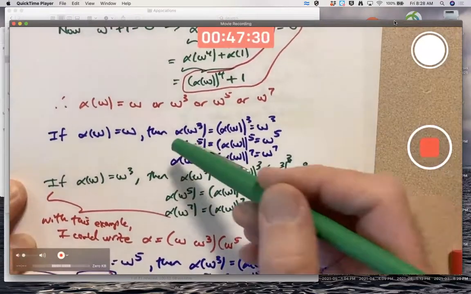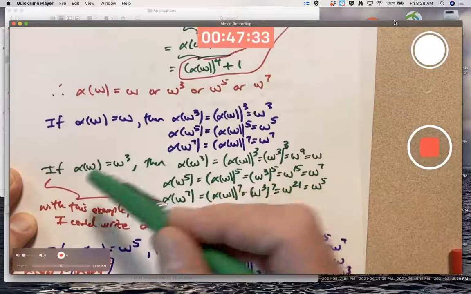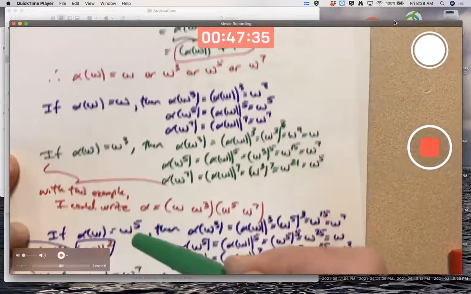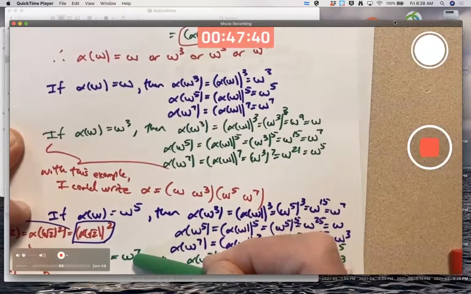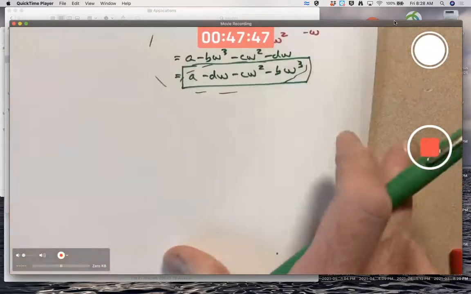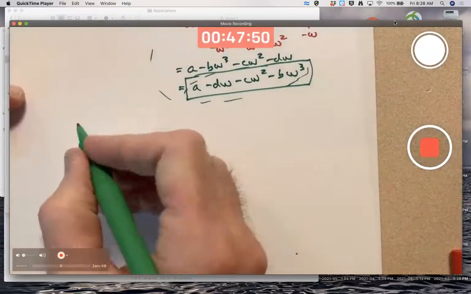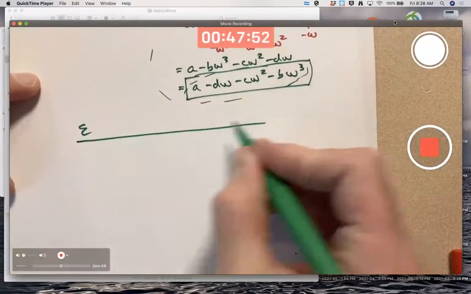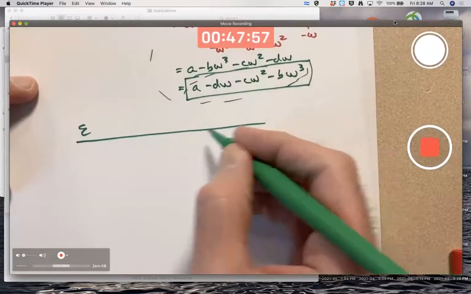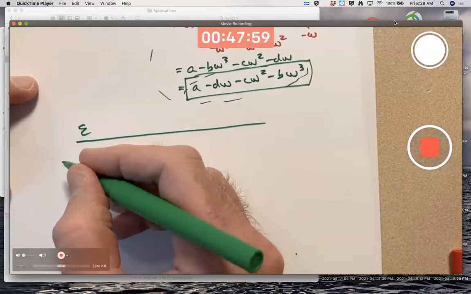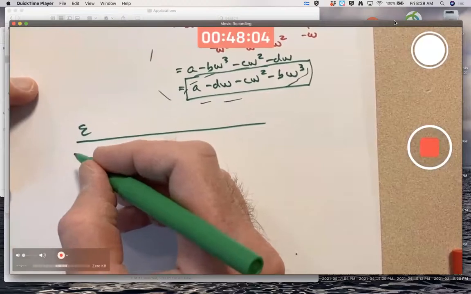Since there's 4 possibilities for what omega gets mapped to, either omega, omega cubed, omega to the 5th, or omega to the 7th, that means the Galois group has 4 elements, 4 functions in it. The book makes a little table like this. They put the Galois group elements on the top of the table, and they put what they map things to underneath. And it's good enough in this case to just say what omega gets mapped to.